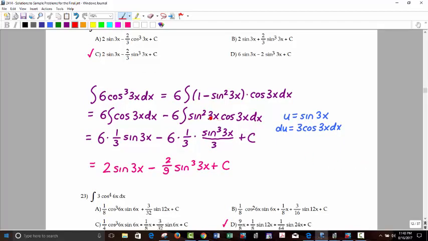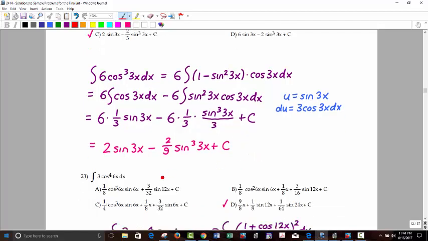So this would have been u squared right here, which would have given me 1/3 u cubed. So it's u cubed over 3. So then u, of course, is sine of 3x. So I have 6 times 1/3 times sine cubed of 3x over 3. So 6 over 3 is 2. And, oh, that's a mistake. I have the right answer checked, but I have 9 written here. So this should be 2/3.